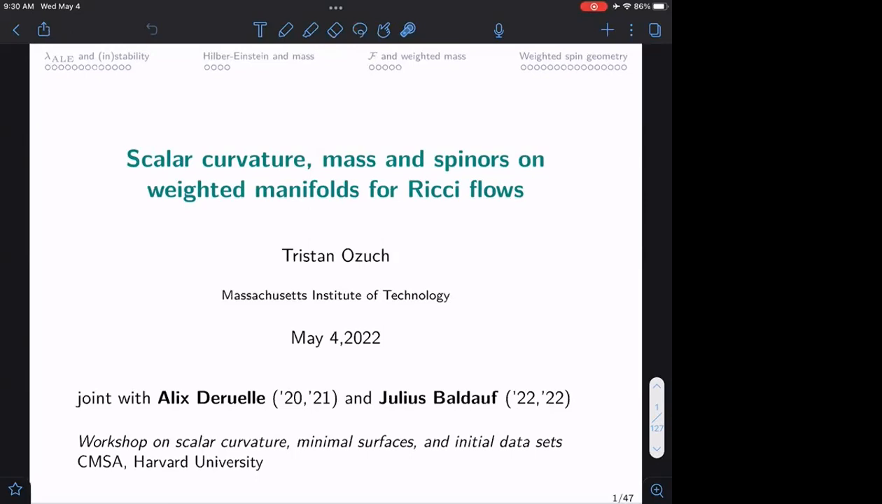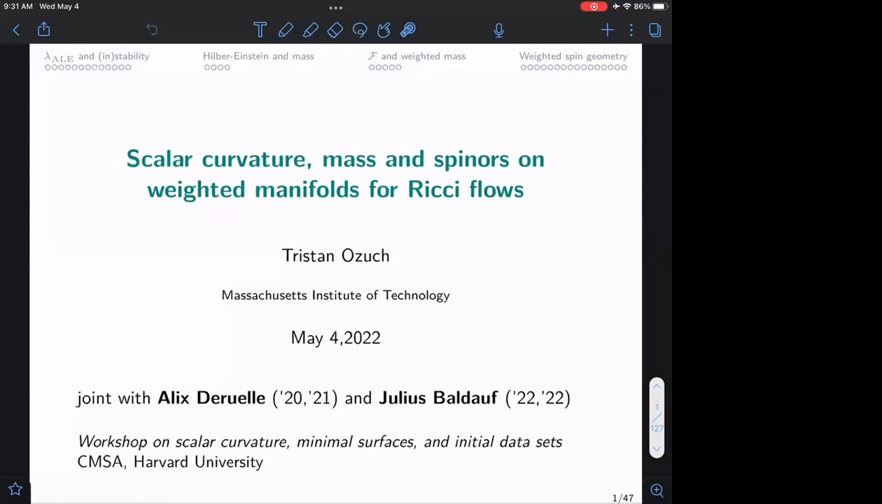So today I come from Ricci-flat Einstein metrics, but I'm going to talk about some remarks on scalar curvature, mass for weighted manifolds, and our main motivation was Ricci flow, but obviously it has some links with general relativity as well. This is joint work with Alex Deruelle in Paris and Julius Baldauf, who's in the back of the room. Julius is really the expert on spin geometry of this project, if you have specific questions.